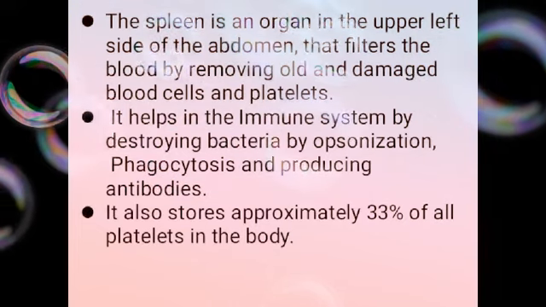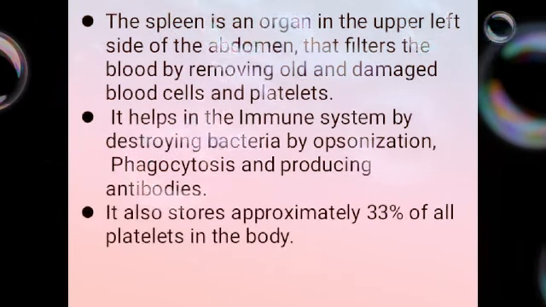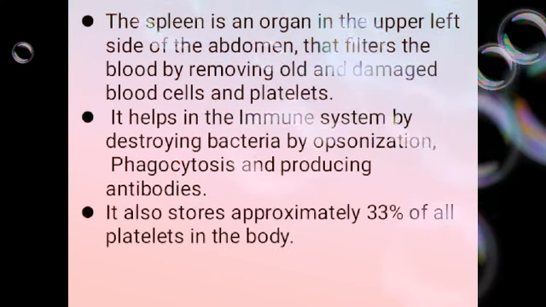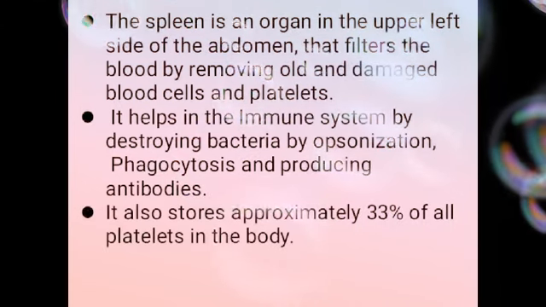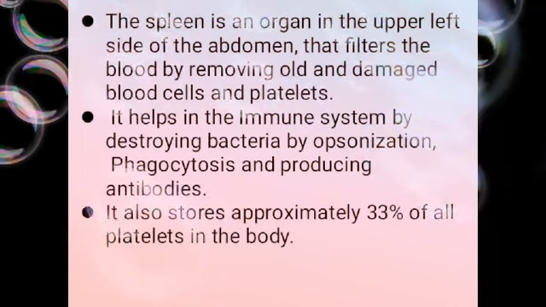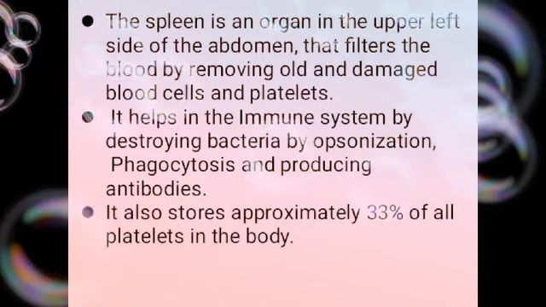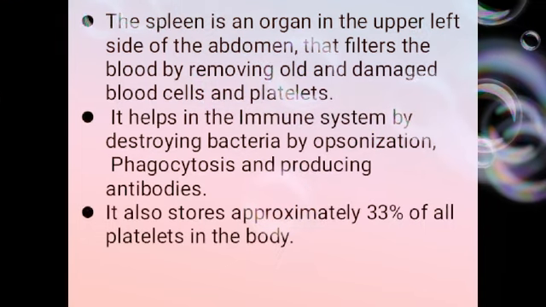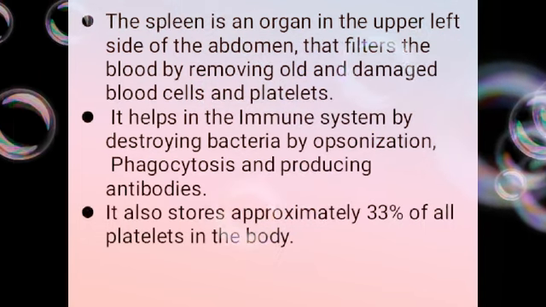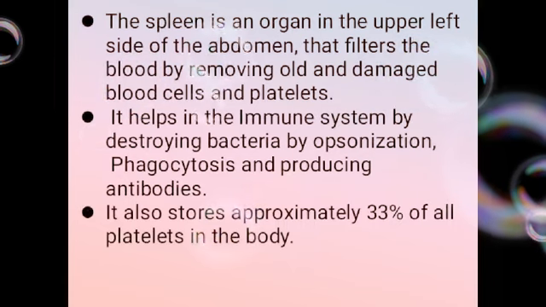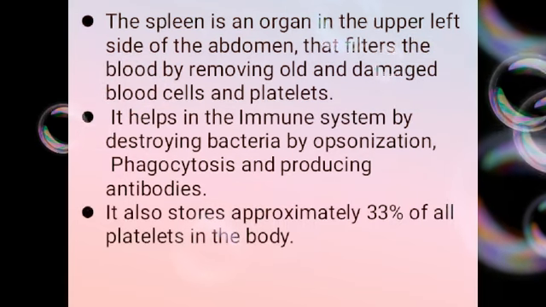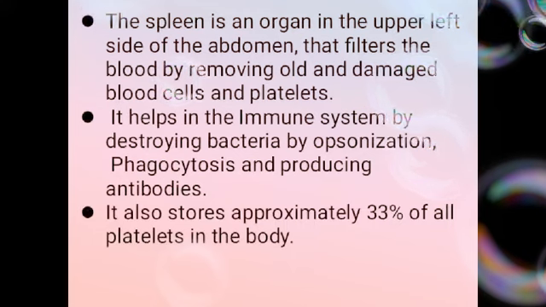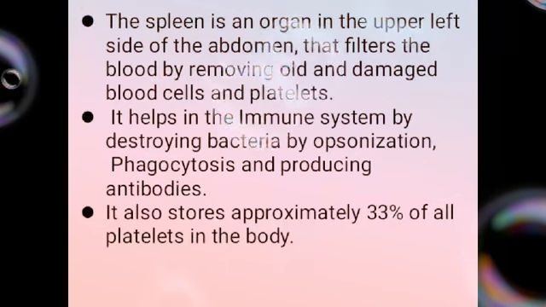So the spleen is the organ that is found in the upper left side of the abdomen, and its function mostly is to filter the blood to remove substances that can be detrimental within the circulatory system. It is an organ of the lymphatic system which plays a role in the immune system, and it is found in the upper left side of the abdomen.